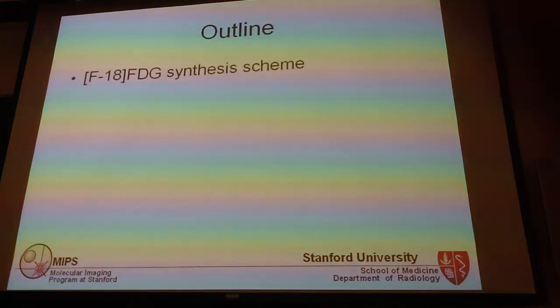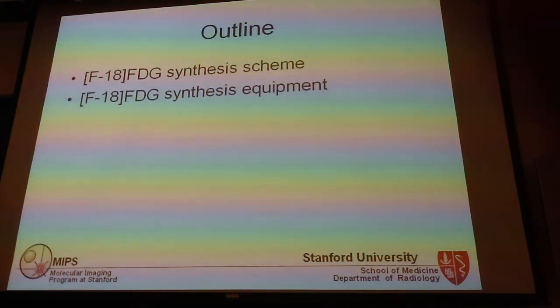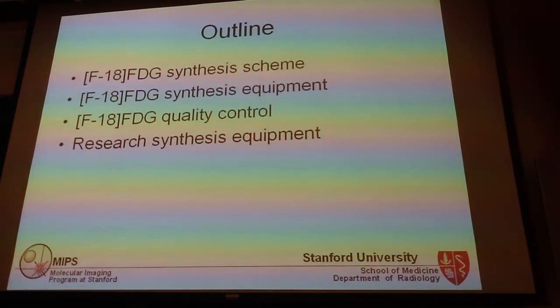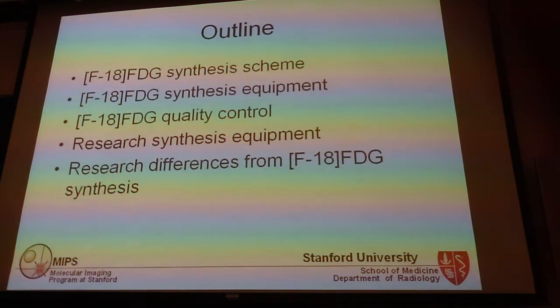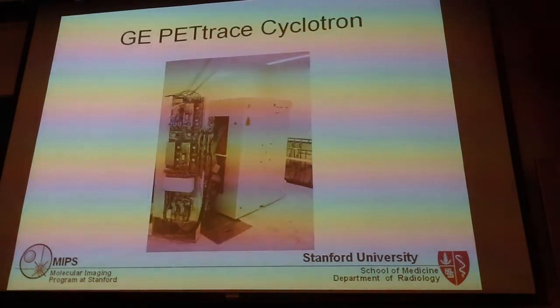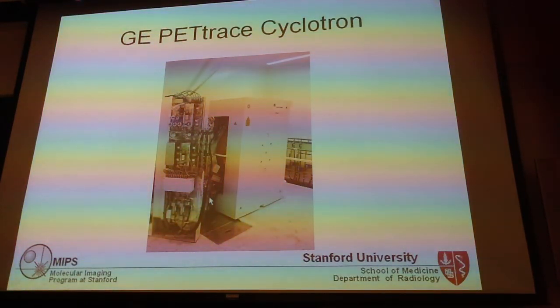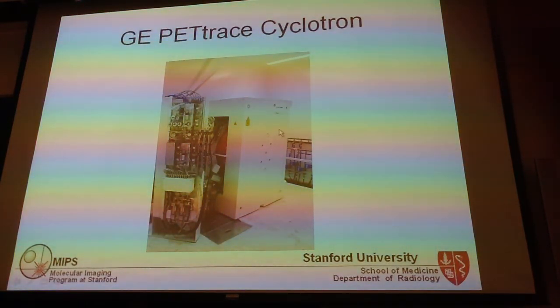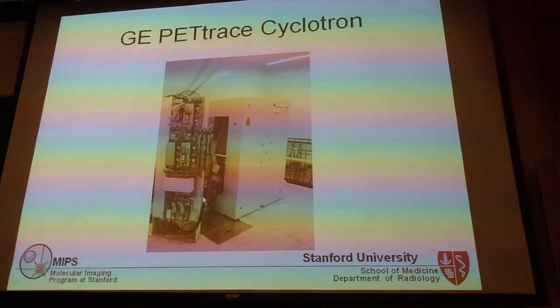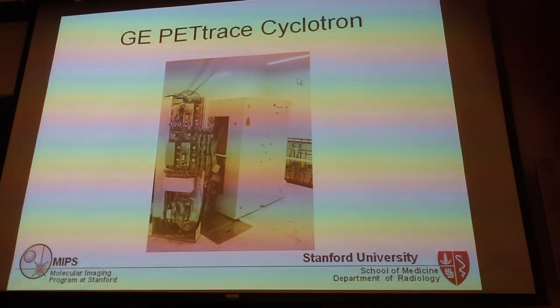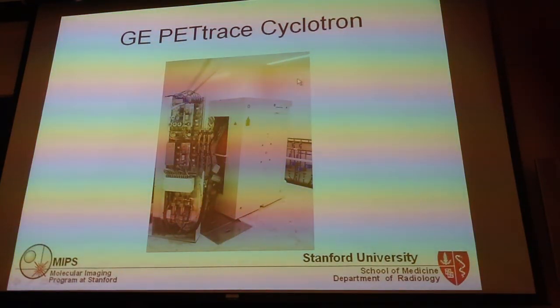Okay, so what we're going to talk about is FDG synthesis, the type of equipment, quality control, and some of the stuff that's coming down the horizon for this. Okay, this is what the cyclotron looks like. Usually it's very heavily shielded, with 2-foot thick walls. Here you can see the Ds. They typically, as we said, we take protons.